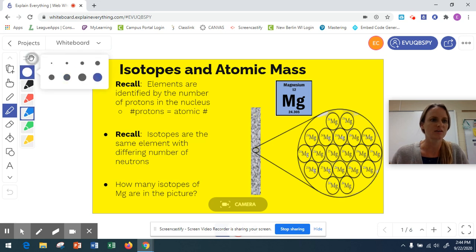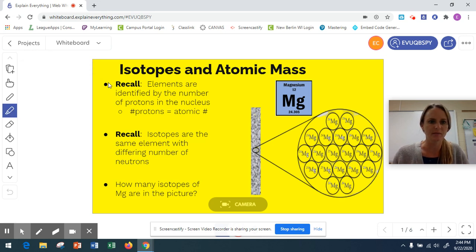All right, so yesterday you learned a little bit more about subatomic particles, and you learned how the number of protons identifies what the element is. So magnesium, for example, always has 12 protons, and that number of protons is equal to the atomic number that you can find on the periodic table.